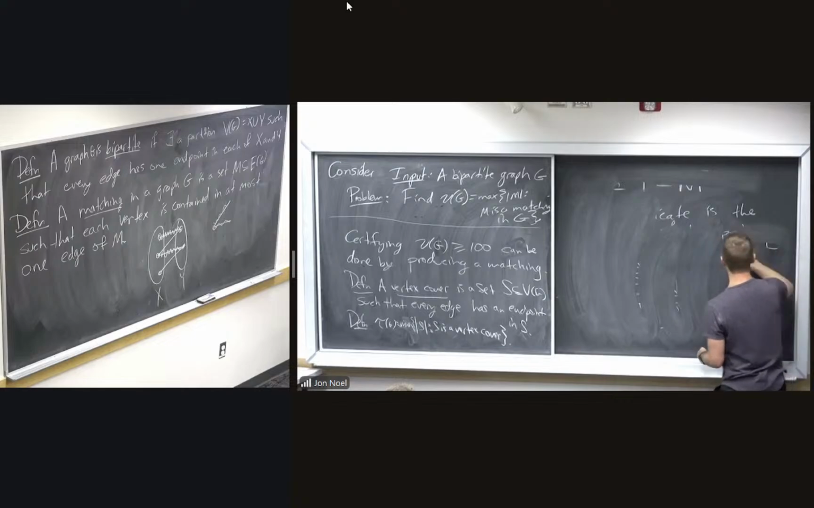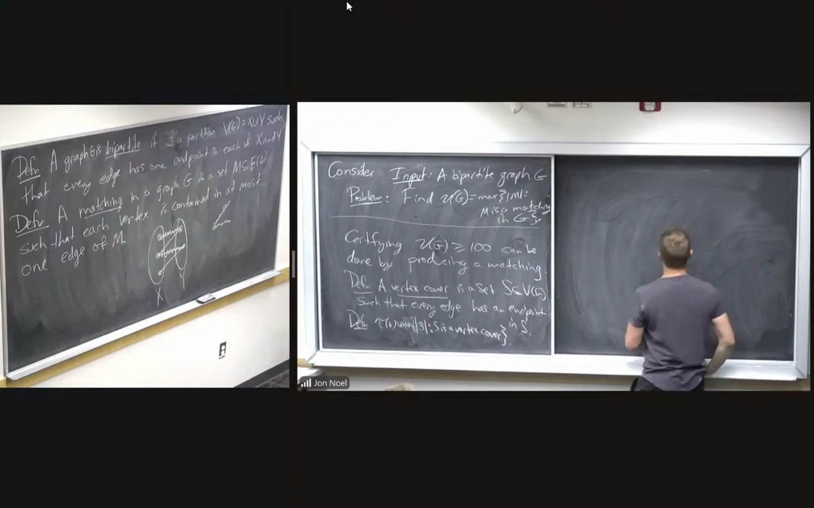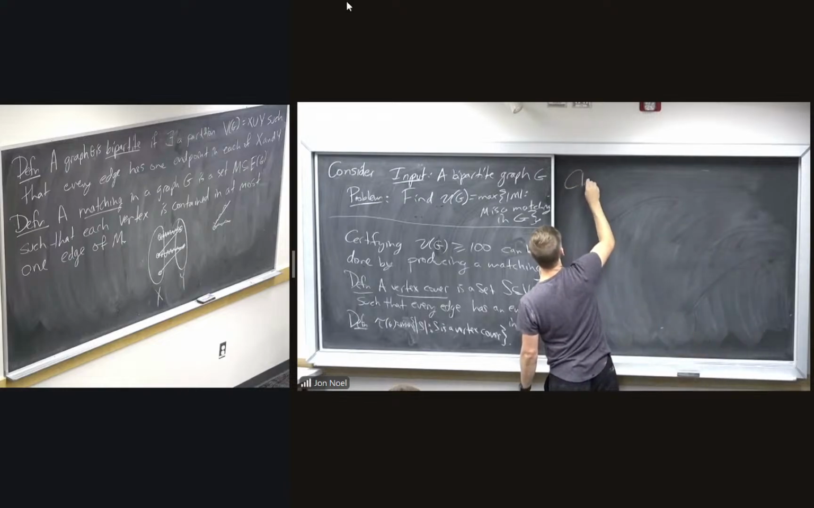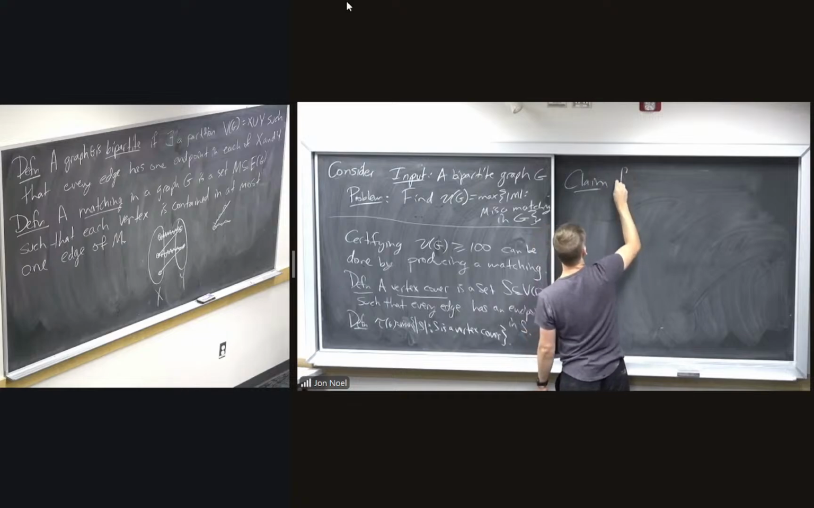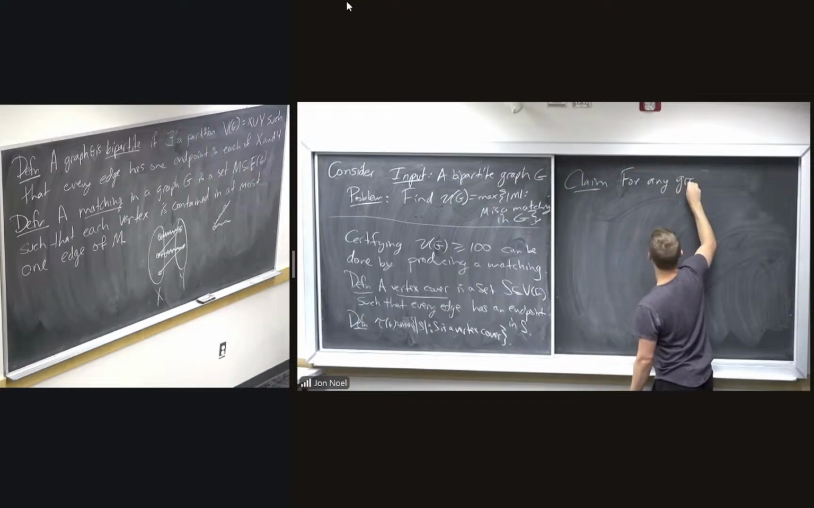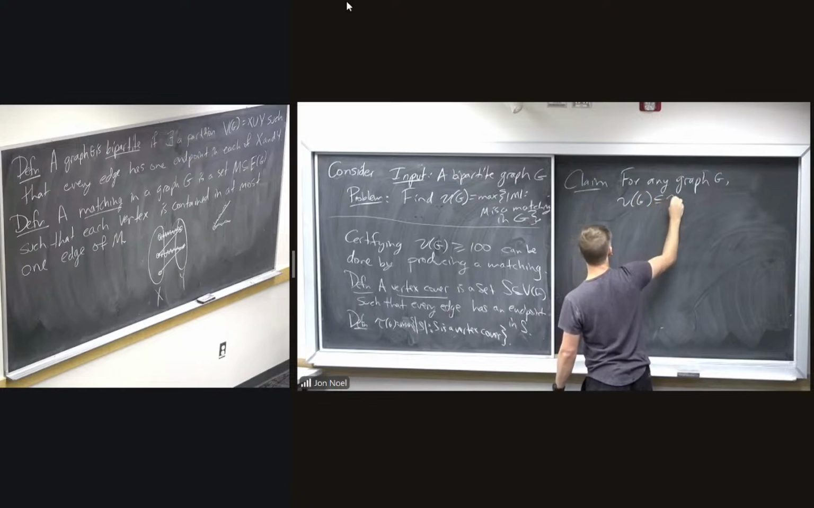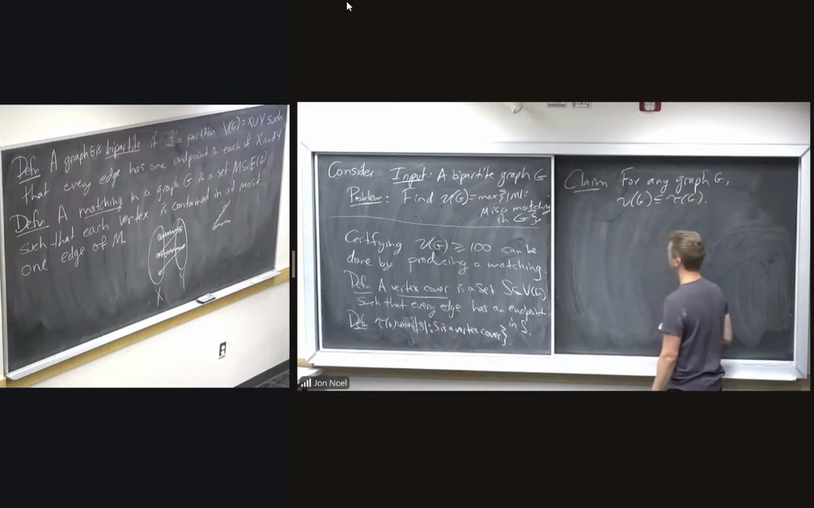For any graph, and I'm not even going to care about bipartite for this, for any graph G, I claim that nu of G is at most tau of G. Can anyone see why?